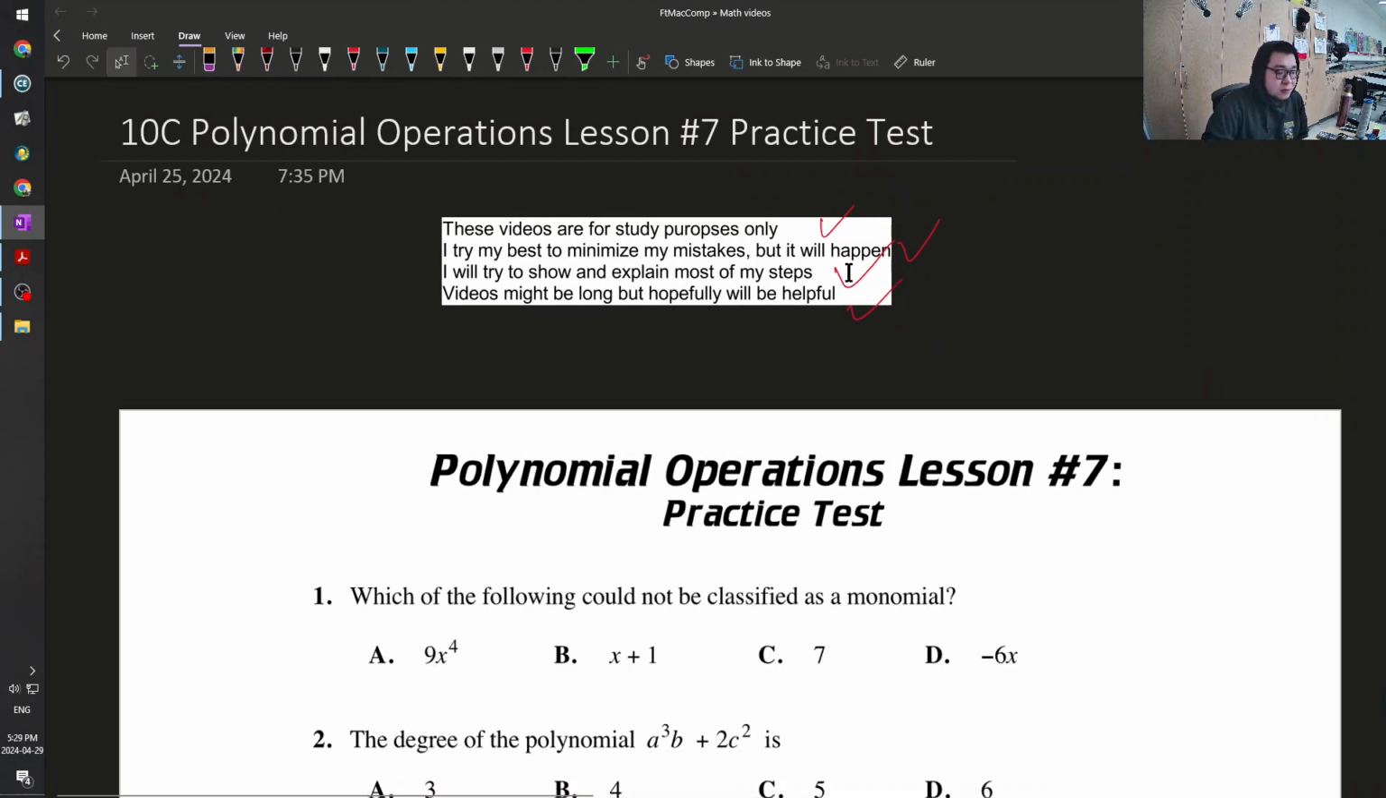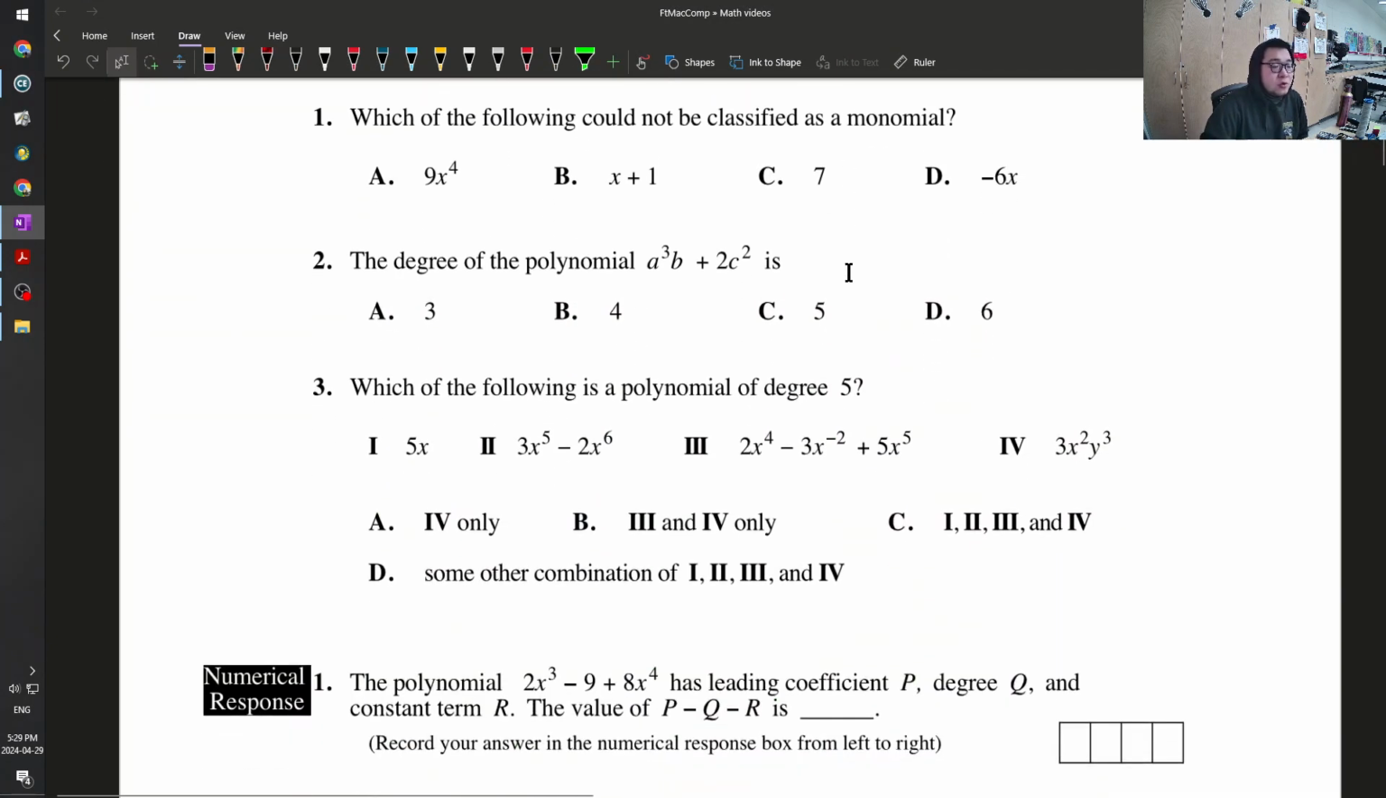Alright, let's get started. 1. Which of the following could not be classified as a monomial? Monomial just means one term, and terms are separated by addition or subtraction. Obviously, B has two terms, so B is not a monomial.